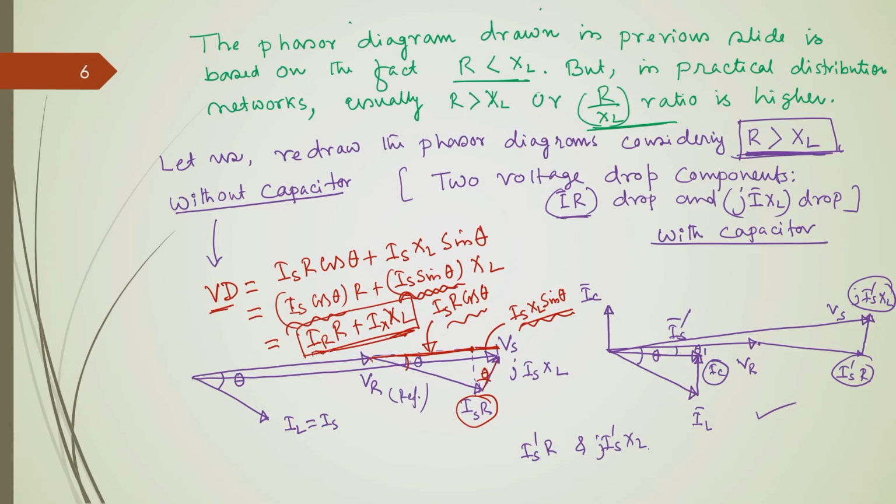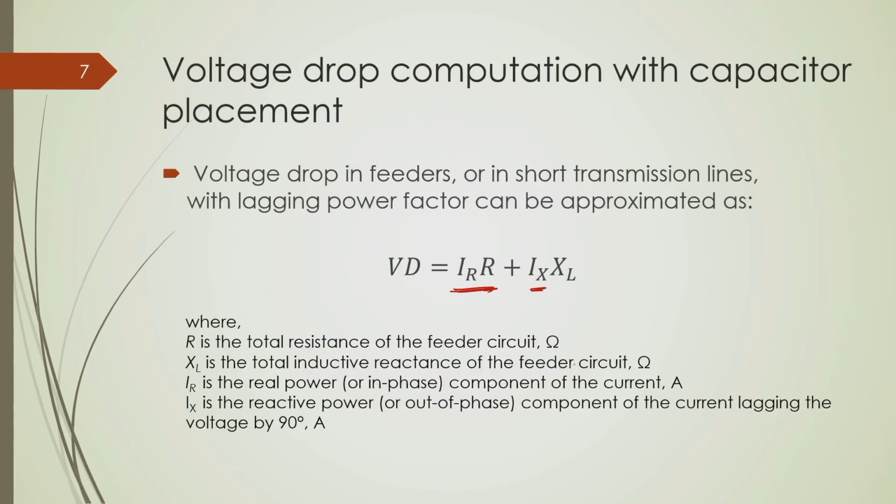Here I_R is not the actual current, rather it is the in phase component of the load current, and I_X is not the actual current, it is the out of phase or quadrature component of the load current. So, this is the expression for voltage drop. Now, you can see there is a provision to improve this voltage drop if we can improve both the components. Those things I will discuss later on.